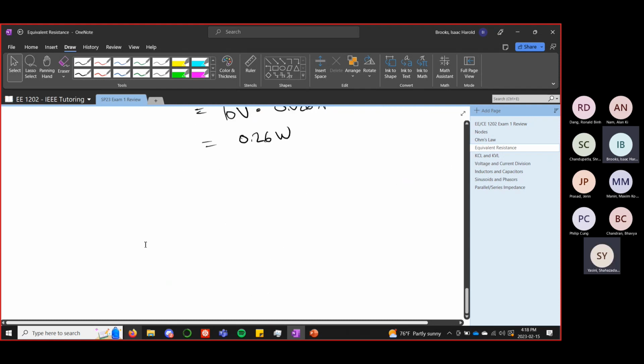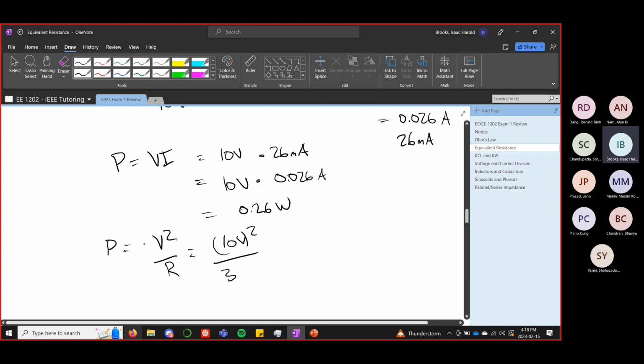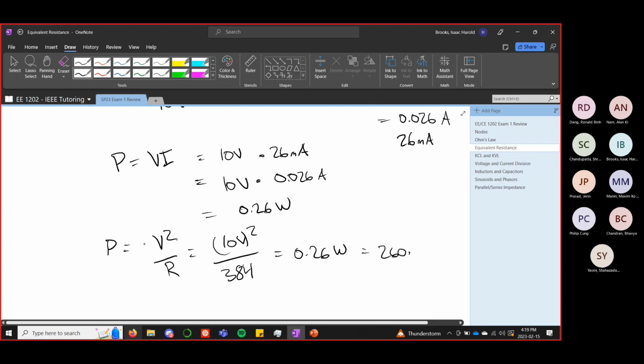Now, if we had, instead of finding the current, used one of our other formulas, does anyone know the formula for using voltage and resistance? How do you get power using voltage and resistance? V squared over R, okay? V squared over R, which is 10 volts squared divided by 384. And let's type that in. Do we get the same thing? 0.26 watts, or 260 milliwatts. So that's a good gut check that we got the same answers either way.